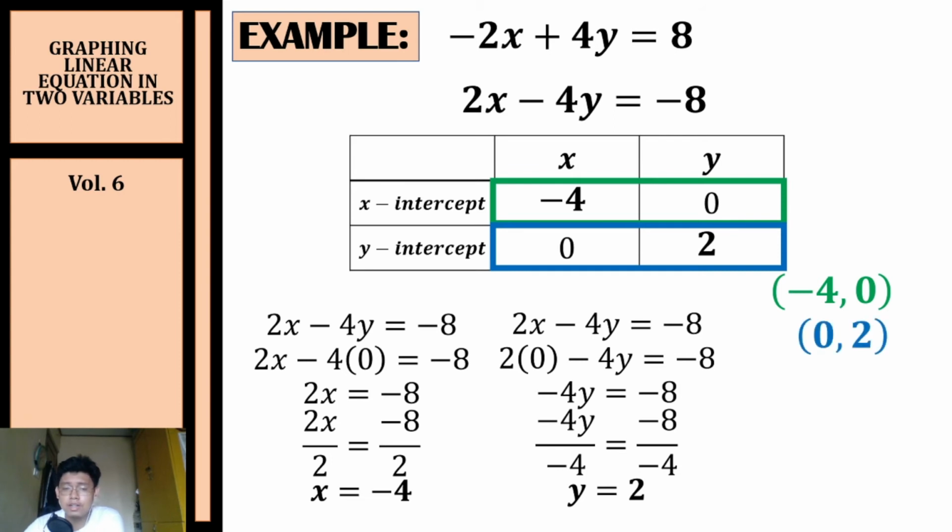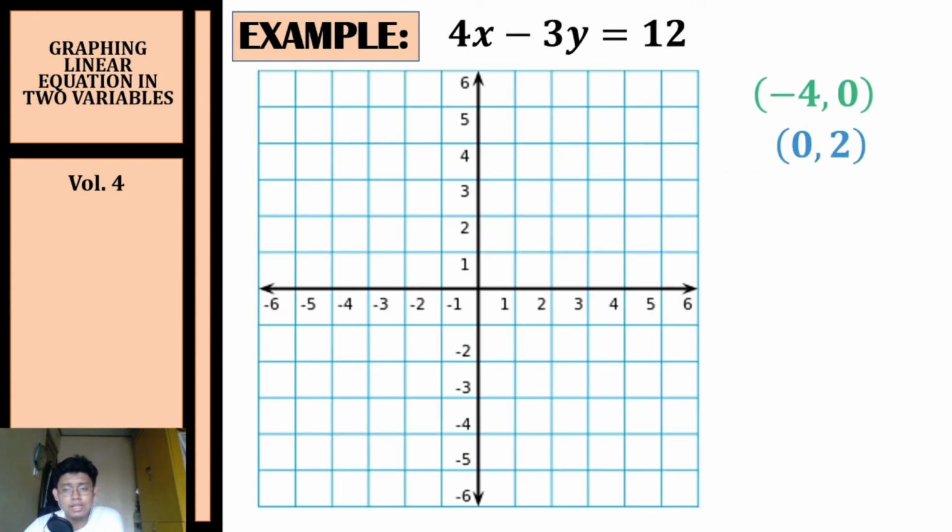Now that we have our x-intercept and y-intercept, it's time for us to graph this in our rectangular coordinate system. So let's plot first (negative 4, 0). It is located along the x-axis. Next is let's plot our y-intercept (0, 2). So it is located here along the y-axis. Let's connect the points by drawing a line. This is the graph of our equation 4x minus 3y is equal to 12.